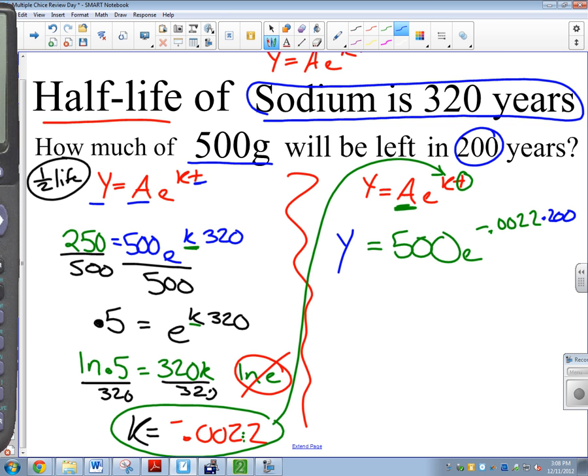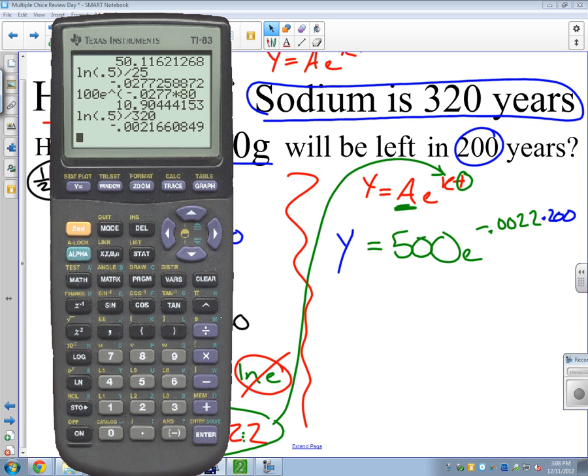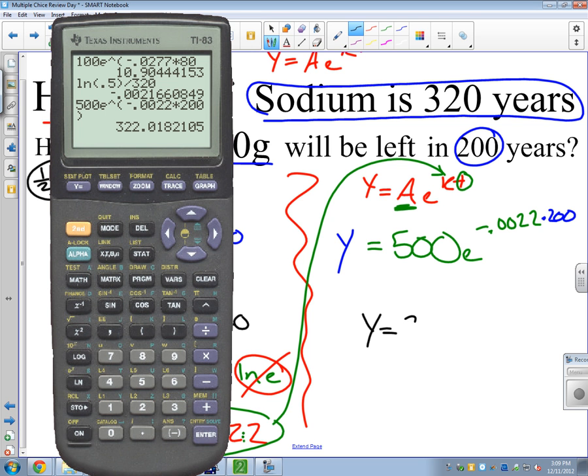This time I'm solving the problem. It's easy. I'm going to type it into my calculator. 500 e^(negative 0.0022 times 200), close parentheses, hit enter. There is my final answer. y is equal to 322.02 grams.